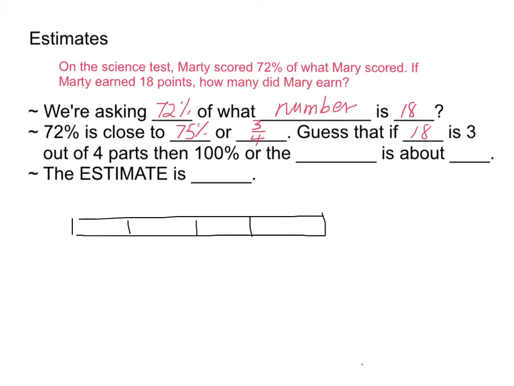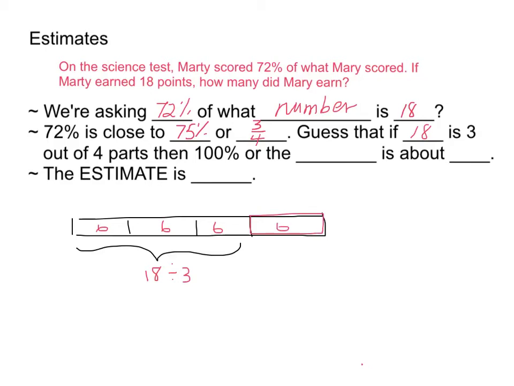So I'm going to use a little model here. I'm going to guess that if 18 is 3 out of the 4 parts, so 18 has to be this much of it. So let me think. What is 18 divided by 3? That would give me 6 in each of those. So that would mean in my last part I would also need 6.